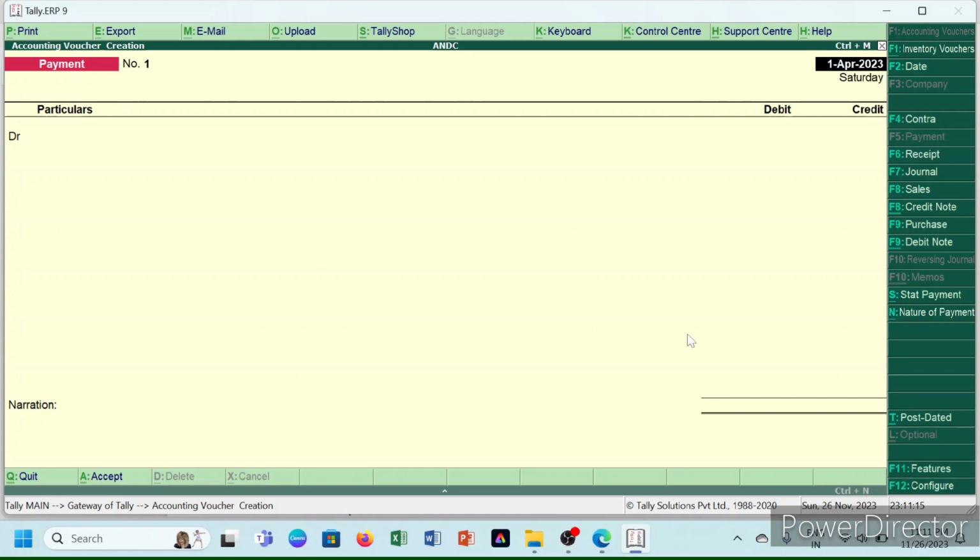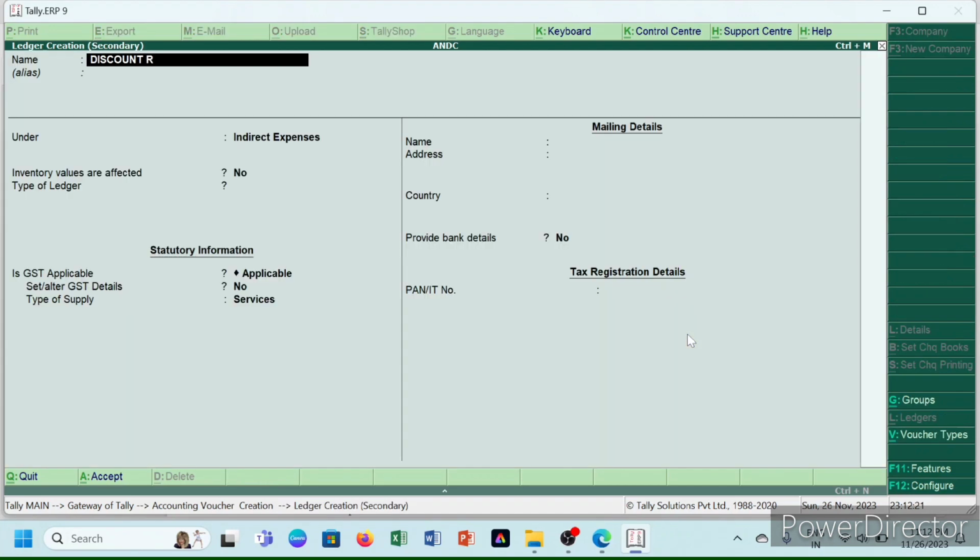So we can say 277,600 is the whole amount. We will credit, since it is given that all the payments to creditors are to be done through this account. Discount received, we have to create the account, discount received account. It's an indirect income for us. So this is what we have to do.